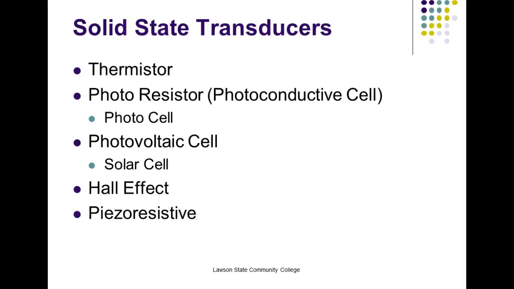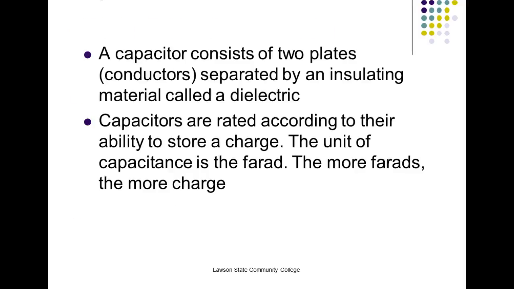These are the ones that they cover in here. We're going to cover a few more. Something called a thermistor, a photoresistor, what most people call photocells. The technical term is a photoresistor or photoconductive cell. A photovoltaic cell, which most people refer to as a solar cell, a Hall effect sensor, and a piezoresistive device. And I'm going to cover some more in here that's not actually covered in the textbook.